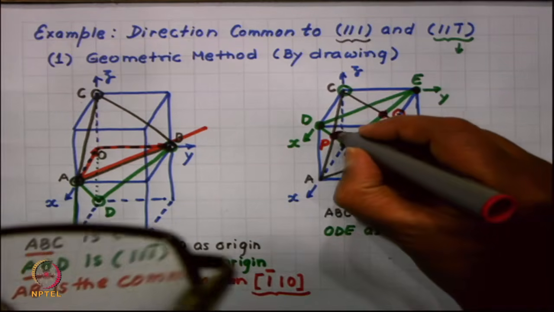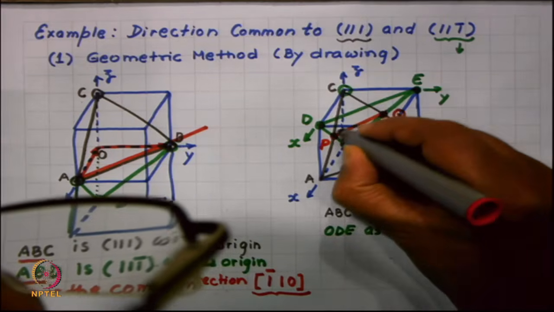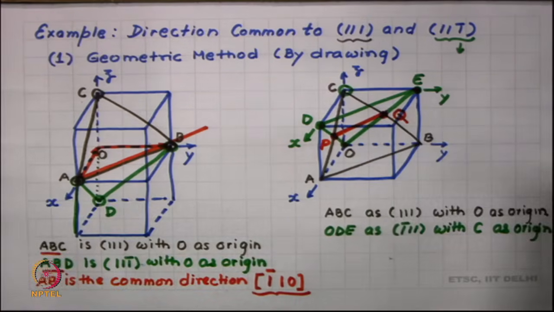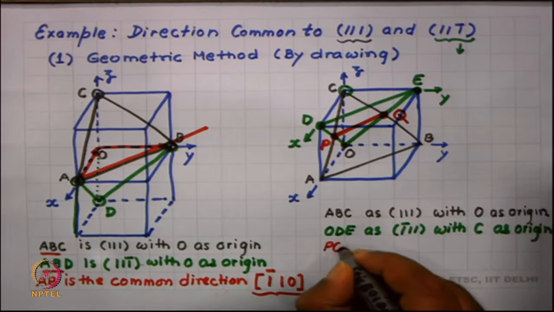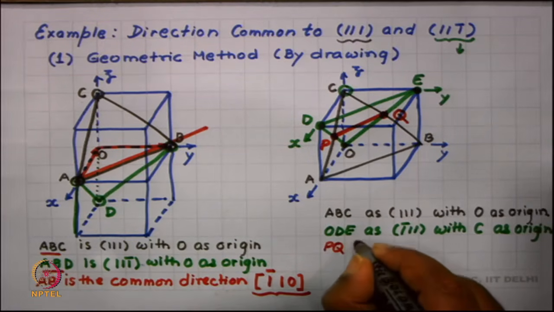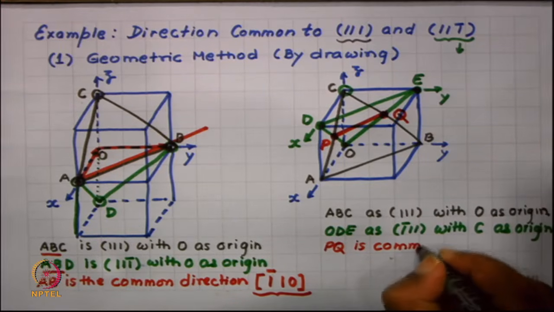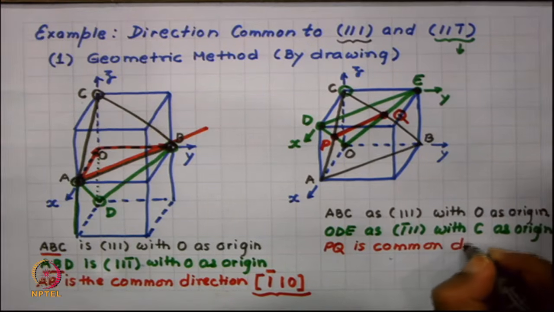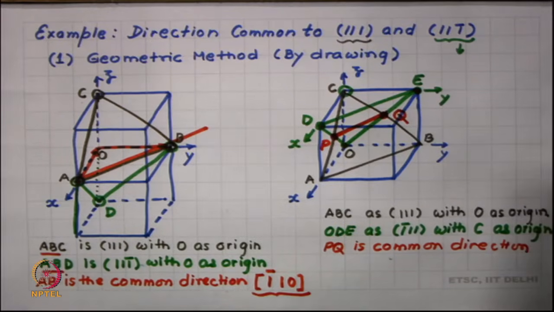So, the center of the left face and the center of the back face now are common to both the planes. So, obviously, if I have found two common points, the entire line will be the common direction. So, now PQ becomes the common direction. But how do I find the indices of PQ?